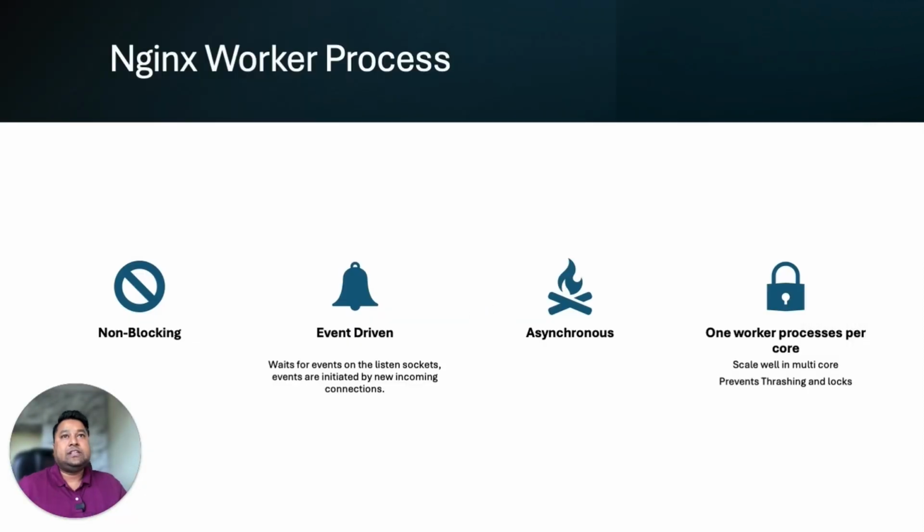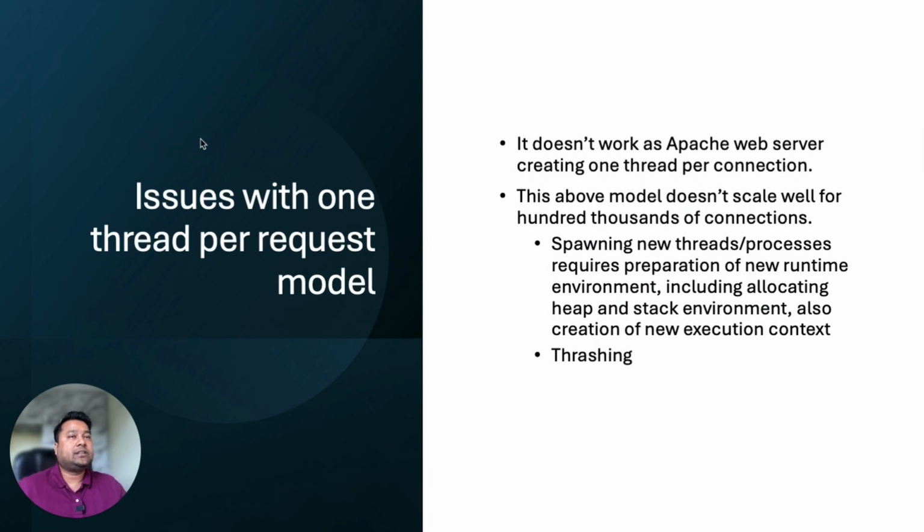So we discussed all these concepts. Now let's quickly discuss this as well. The issue with the one thread per request model is that Nginx doesn't work like Apache Web Server, creating one thread per connection, right? As I already told you, Apache Web Server works as one thread per connection, but here it is not the case. This model doesn't scale well for hundreds of thousands of connections: spawning new threads, preparation of a new runtime environment including allocated heap and stack, creation of a new execution context, and thrashing.